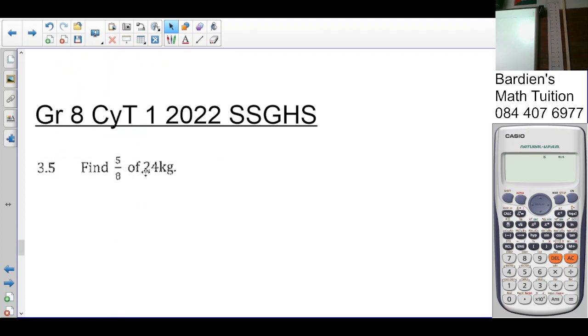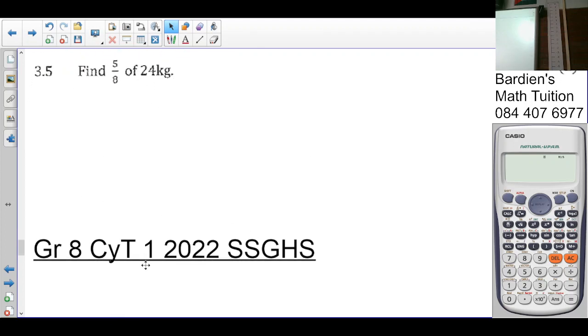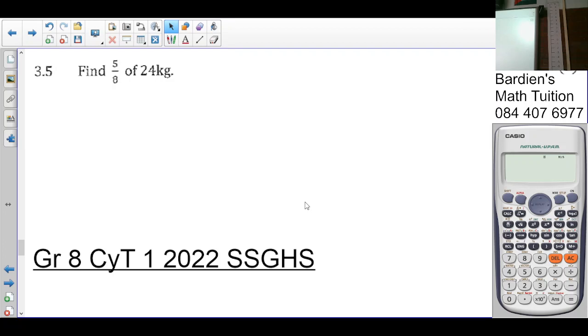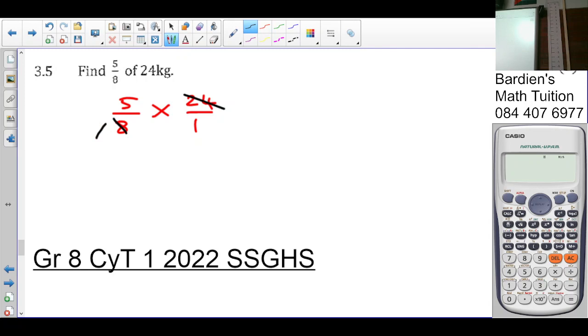It says find 5 over 8 of 24 kilograms. So what do we replace of with? Multiplication. It's 24 over 1. 8 goes into 24 3 times. 3 times 5 is 15 over 1, which is 15.